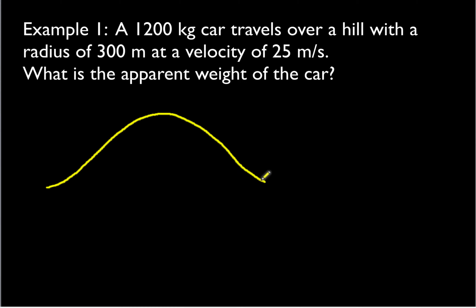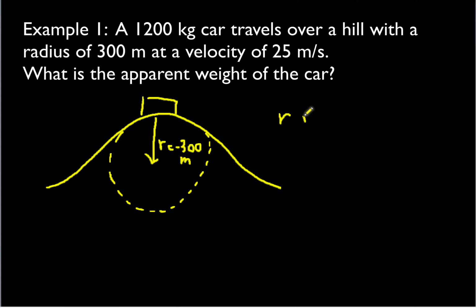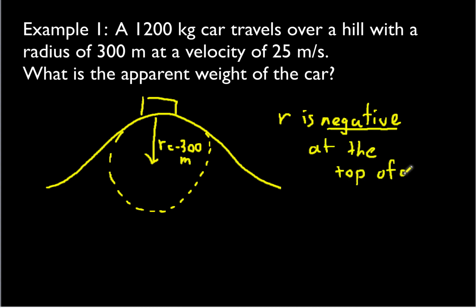So we have a hill, and a car is traveling just over the top, and the radius of the circular peak of the hill is 300 meters. Since the center of the hill is down from the top of the hill, the r is negative. It's negative 300 meters.